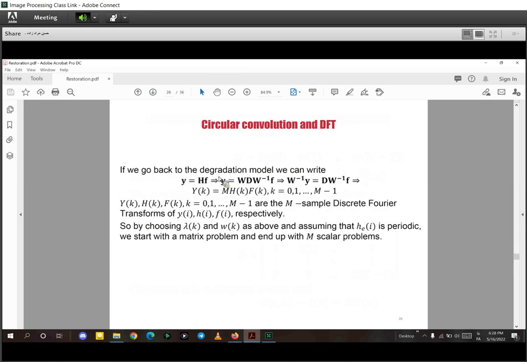All these are in circular convolution and DFT. If we go back to the degradation model, we can write Y is HF, Y is WF, and for a solution W inverse Y is D W inverse F, right? We are finding the reverse system.